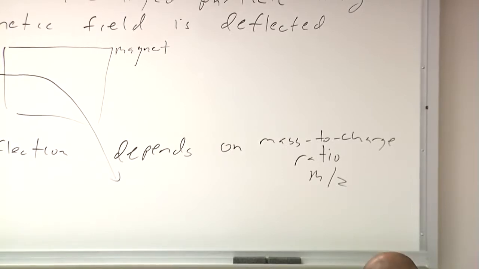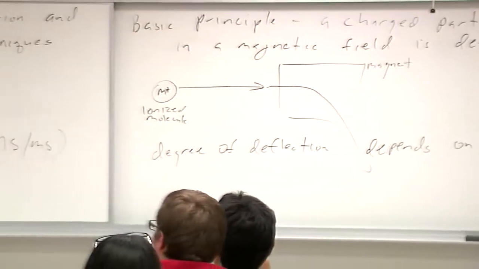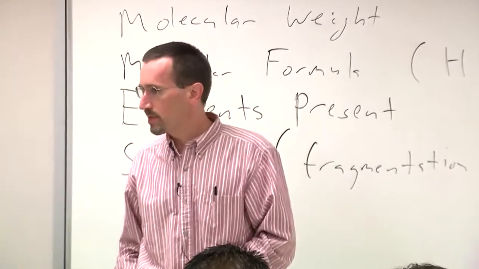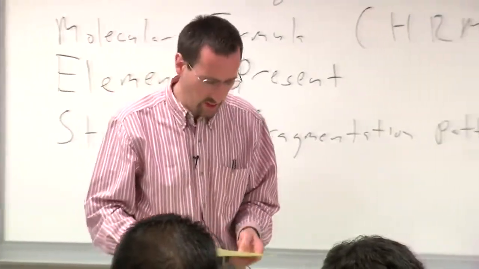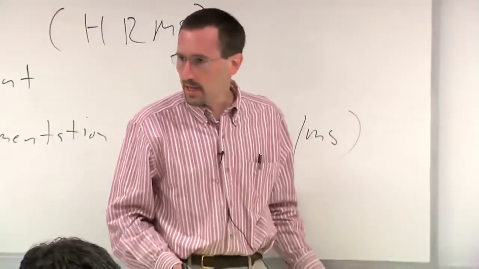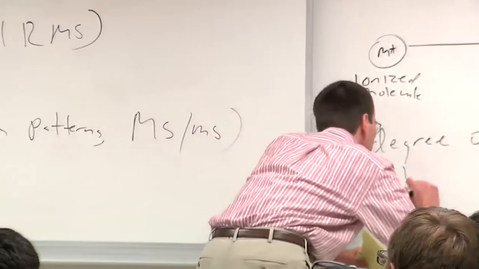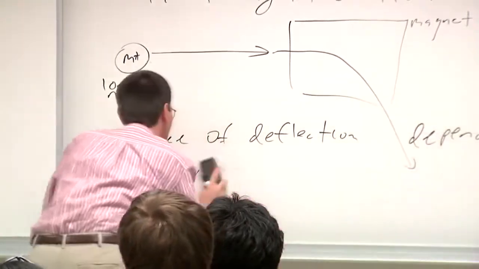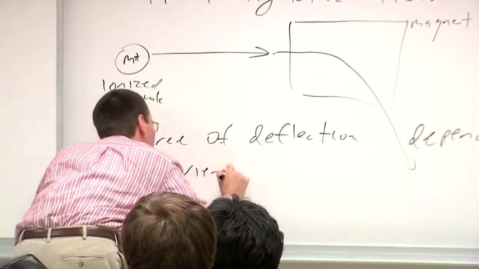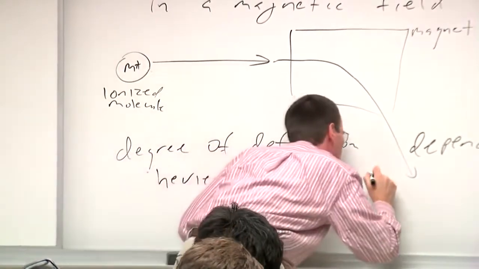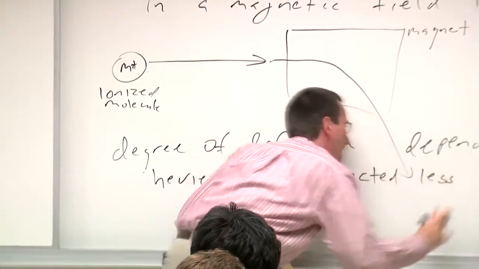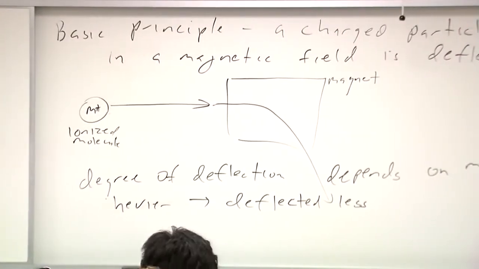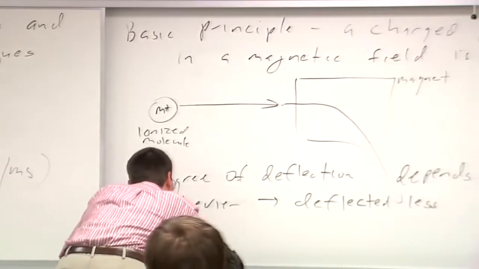This becomes particularly important when you're doing ESI, electrospray ionization mass spec, which we do a lot of here in the facility, and you do it on reasonably big molecules where many times you get more than one charge on a molecule. The degree of deflection depends on the mass to charge ratio. Not surprisingly, a heavier particle is deflected less. A heavier particle is more massive, so it's going to get bent less. More charged is going to be deflected more.